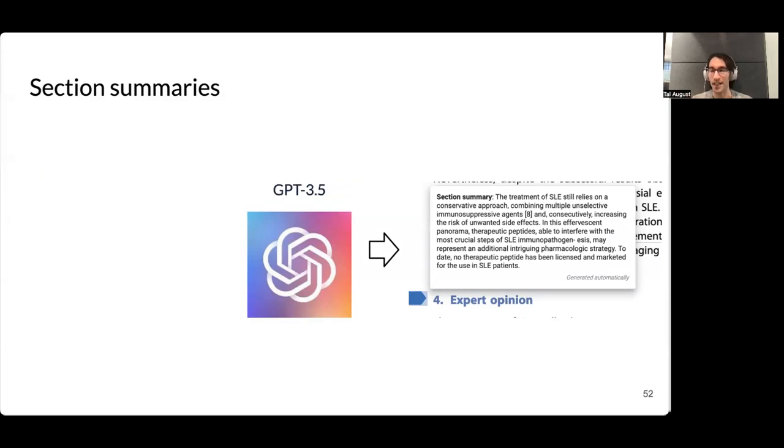Now, again, as an update to this, because models have gotten much better at taking much longer pieces of text to summarize, now you can just feed in a full section into GPT 3.5 Turbo to get a section summary without having to do this initial extraction step.